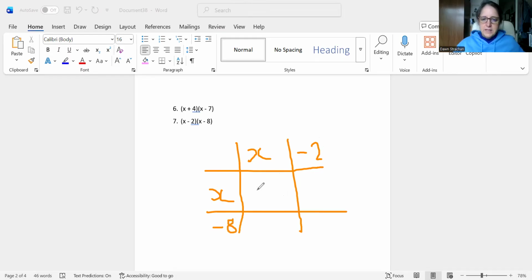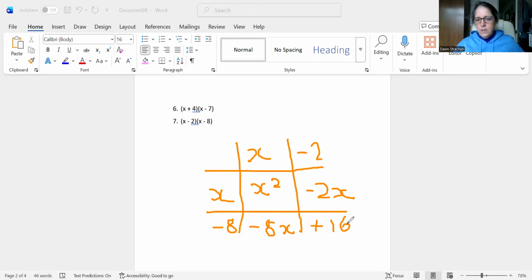So we have x times x gives us x squared. -2 times x gives us -2x. X times -8 is -8x. And a negative times a negative is a positive, and 2 times 8 is 16.